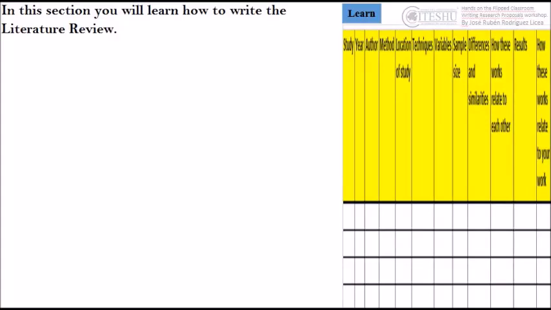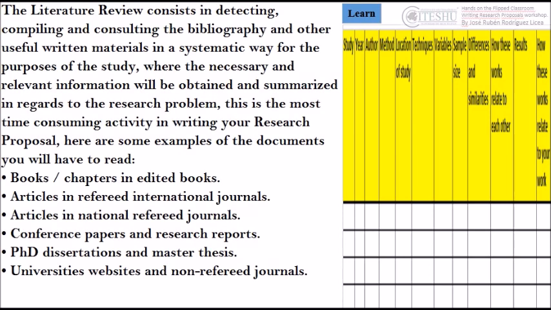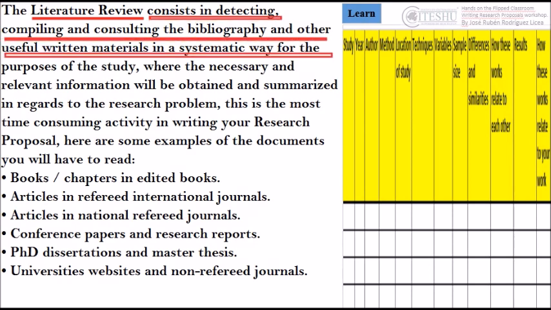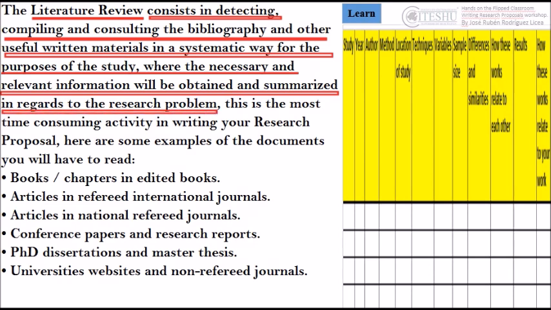In this section you will learn how to write the literature review. The literature review consists in detecting, compiling and consulting the bibliography and other useful written materials in a systematic way for the purposes of the study, where the necessary and relevant information will be obtained and summarized in regards to the research problem. This is the most time-consuming activity in writing your research proposal.